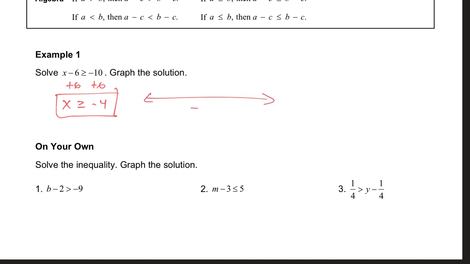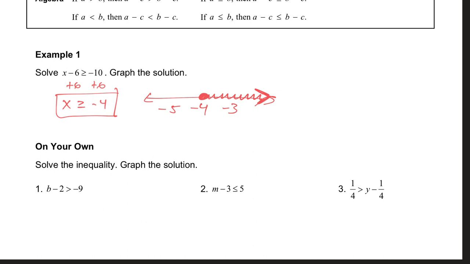Again, my target number is going to probably go in the middle since I'm making my own number line. Let's put at least one number after it and one number before it. This is going to be a closed circle, and being x greater than or equal to negative 4, that means I am shading to the right.